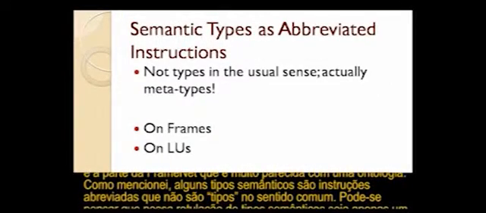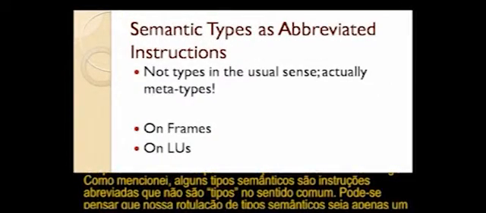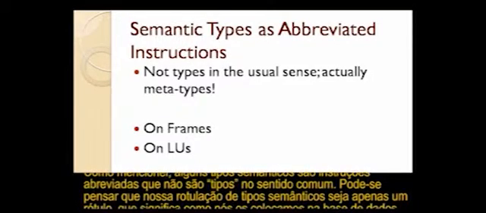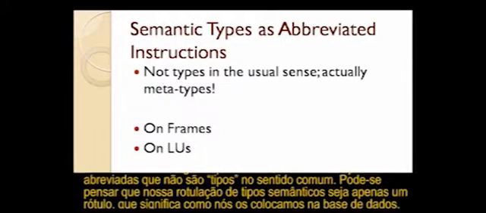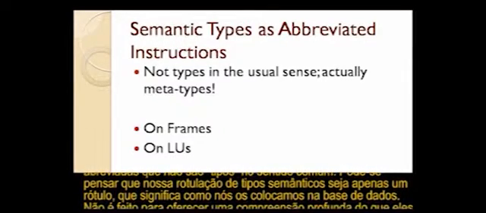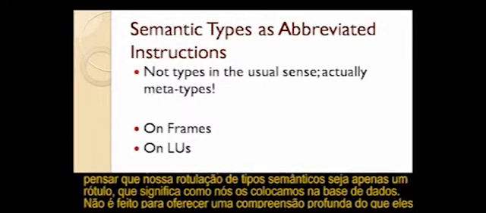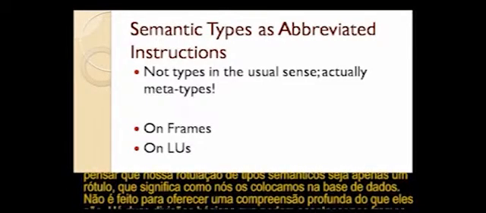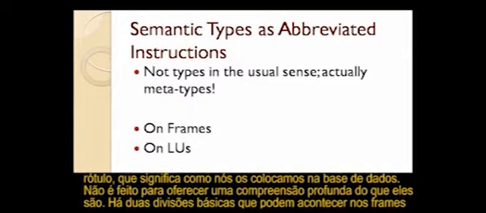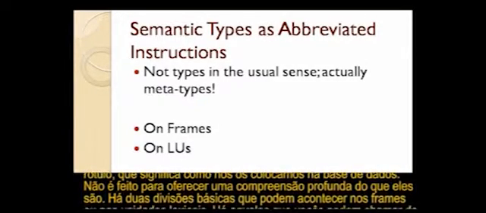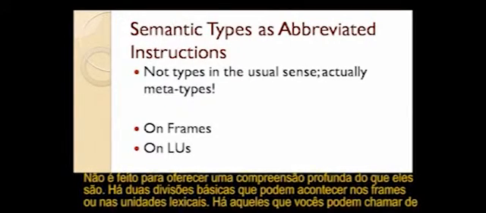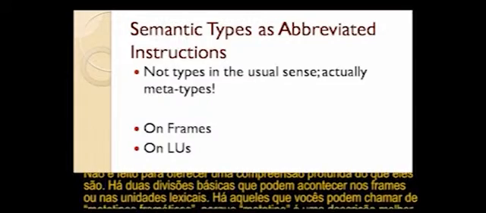Also, as I mentioned, some semantic types are abbreviated instructions. They're definitely not types in the usual sense. So really you can think of our labeling them semantic types. It's really just a label that means this is how we put them in the database. It's not meant to be a deep understanding of what these guys are. And there's two basic divisions. They can occur on frames or on lexical units.